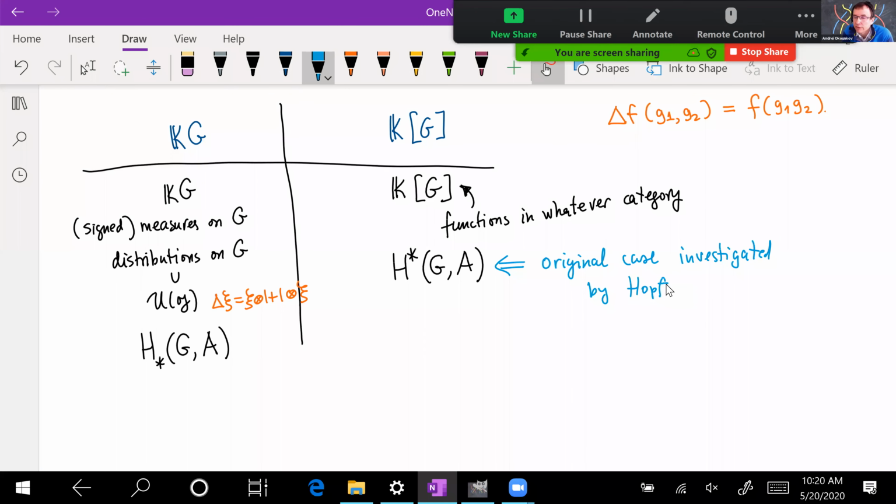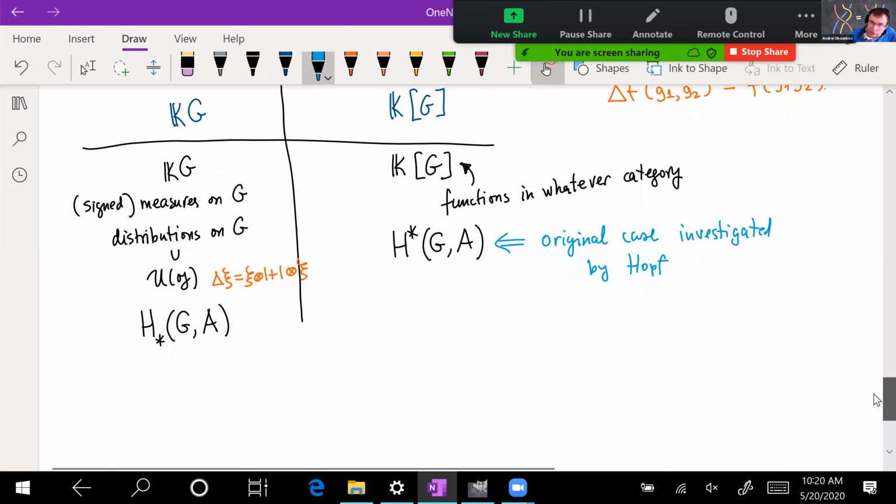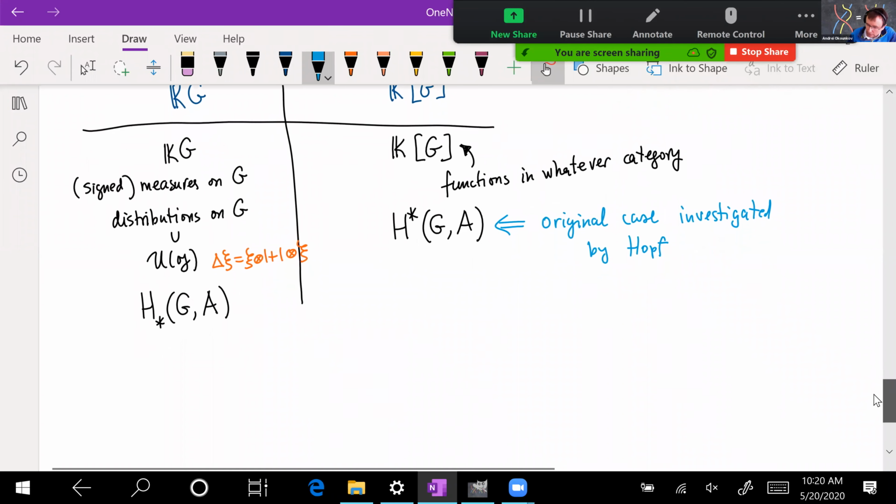So Hopf proved that if I have a compact Lie group, then its cohomology is a free skew-commutative algebra on some finitely many generators of odd degrees. The way he proved it is he observed that this object is a Hopf algebra, and then he proved the general statement about finite dimensional Hopf algebras. So it's a beautiful argument.